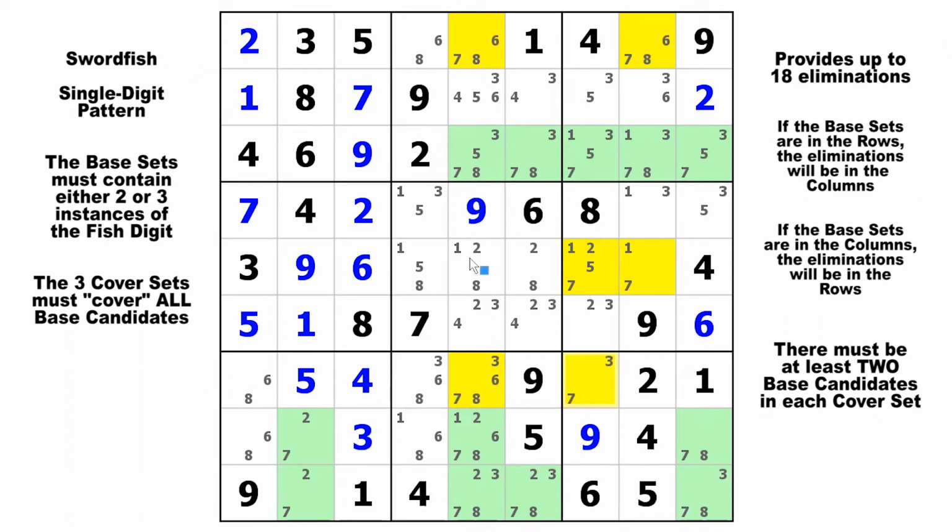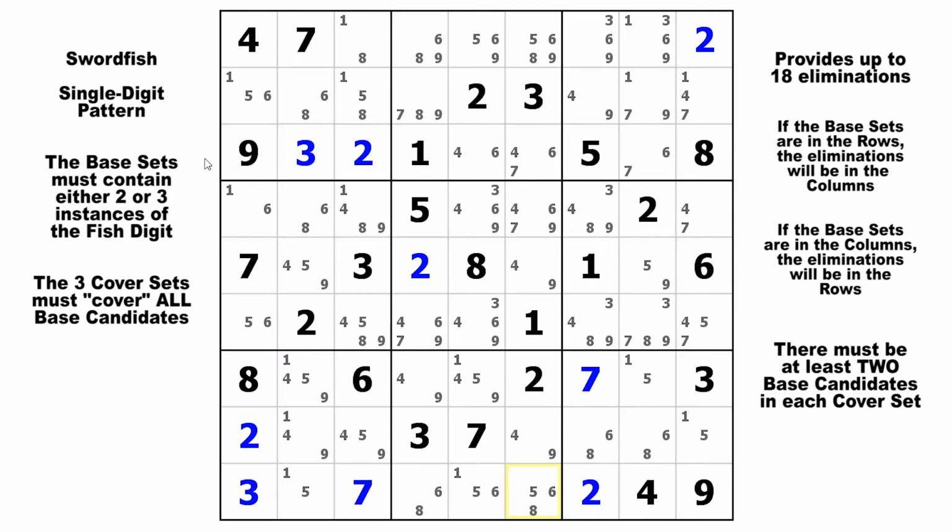You've got the three base sets with two instances of candidate 7 in each set only, just two. And we've got three columns that go through all of those base candidates and cover them all. So that means we can eliminate all other candidate 7s from those three columns. So you can eliminate that one, and that one, and that one and that one. So there are 5: 1, 2, 3, 4, 5. Okay, let's go to the next one.